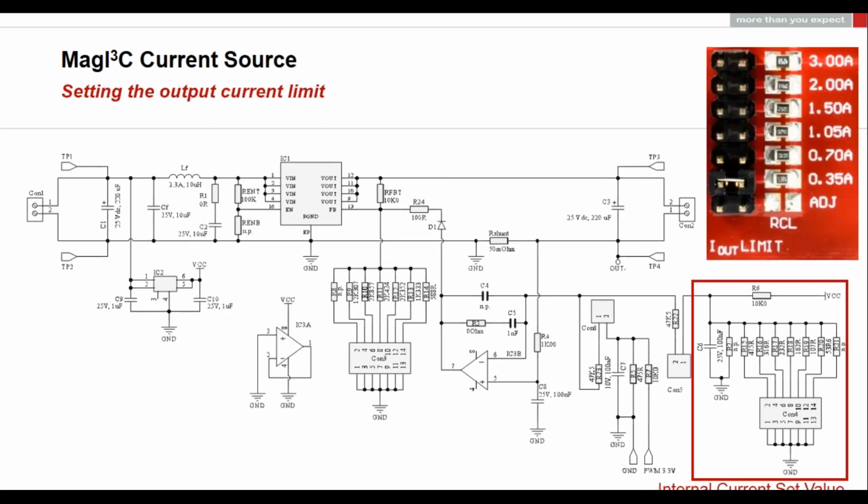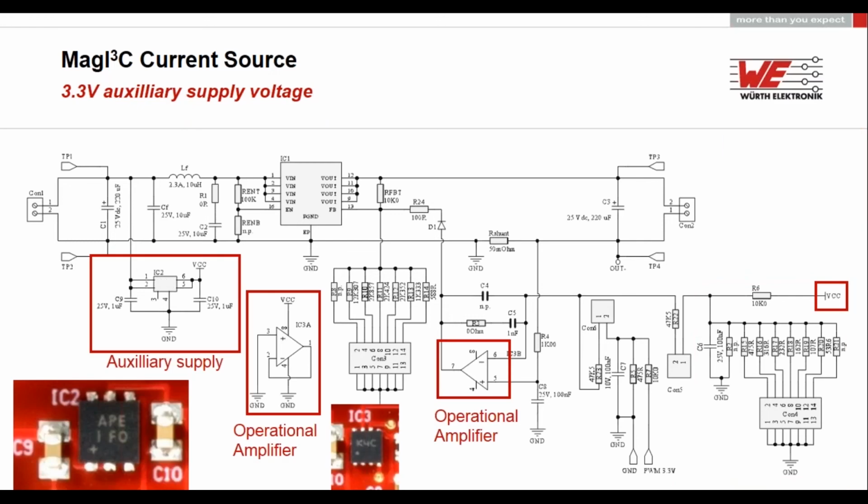We see the internal current set value. This means here we set the output current limit. It's just a resistor divider from the supply voltage of 3.3 volt, divided down to a set value for the regulation circuit. The auxiliary supply of 3.3 volt supplies the operational amplifier, and on the right side is used as a reference for supplying the set value.